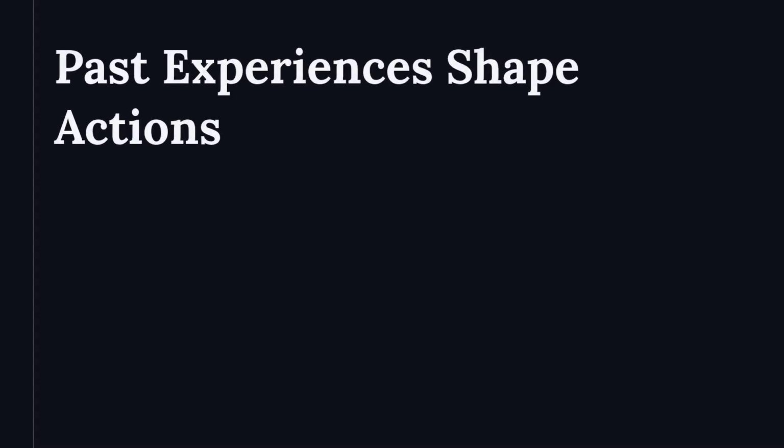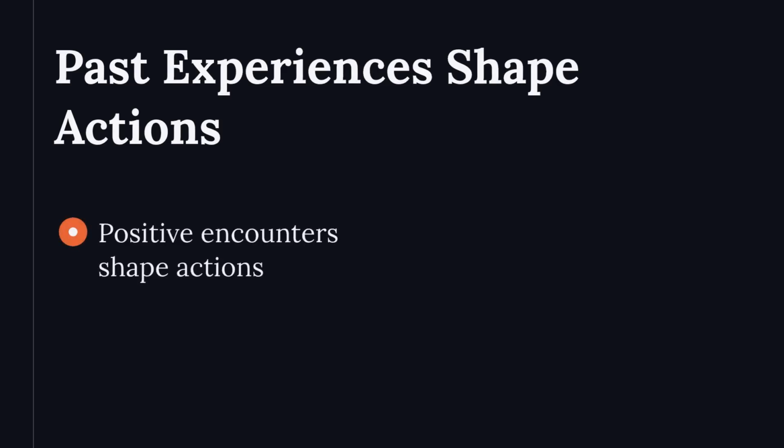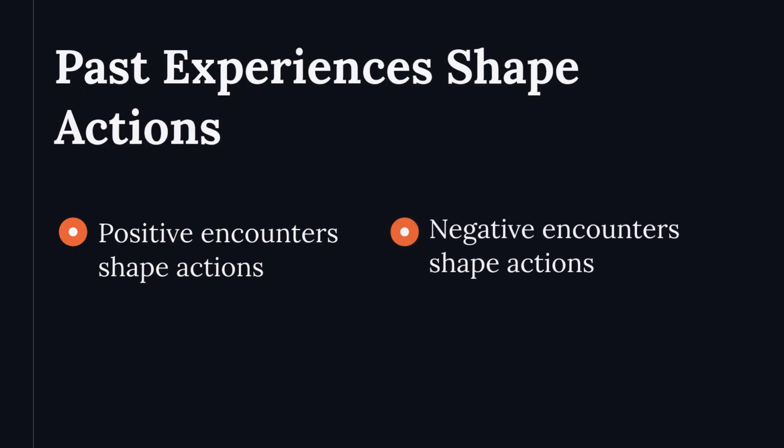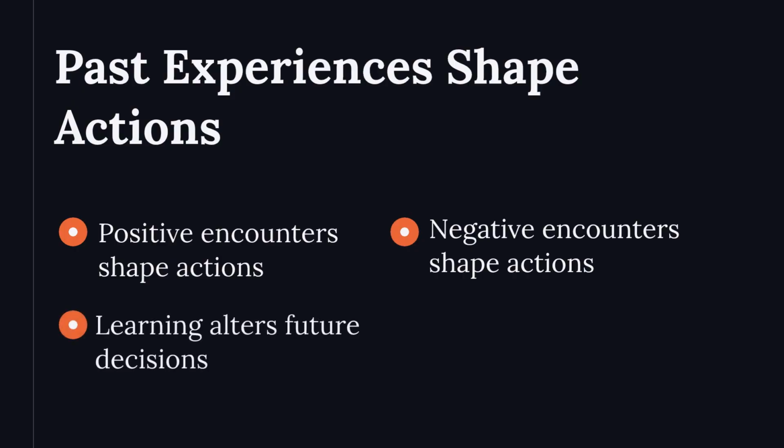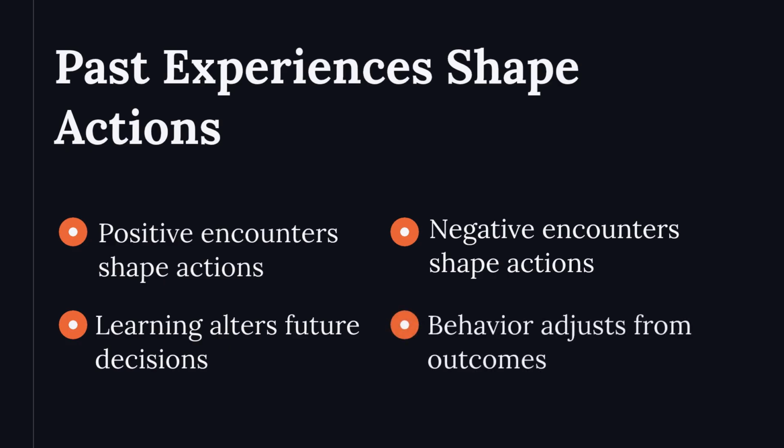Past experiences influence future helping behaviors. Positive or negative encounters with helping shape actions. Learning from these experiences alters future decisions. Individuals adjust behavior based on past outcomes. Understanding this learning process explains the evolution of pro-social actions.